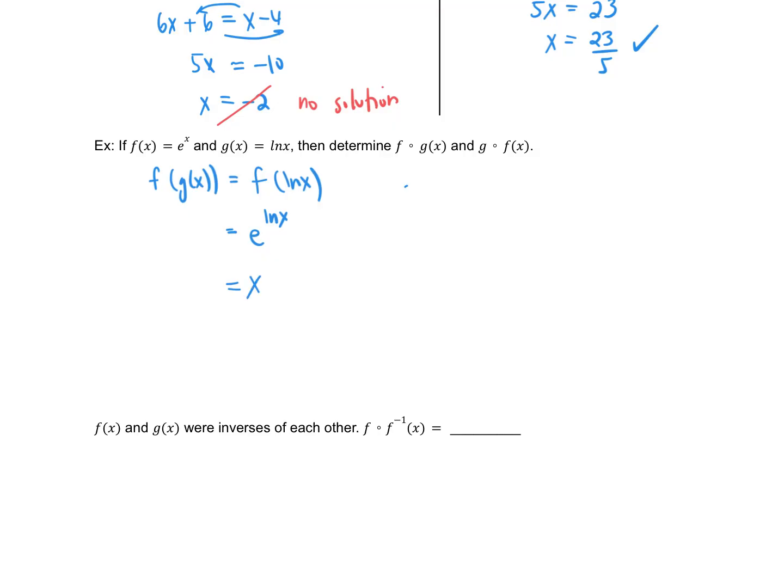Let's do it the other way around. g of f of x. Now my inside function will be e to the x. So I'm going to write ln, and instead of x, I'll have e to the x. And this again, ln is log base e. The bases match. Thinking of log properties, this is equal to x as well. And that's actually a property. Whenever you're taking the composite function of a function and its inverse, it will always equal x. So just a fun little property.